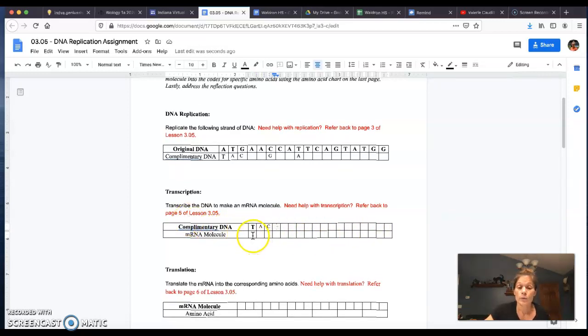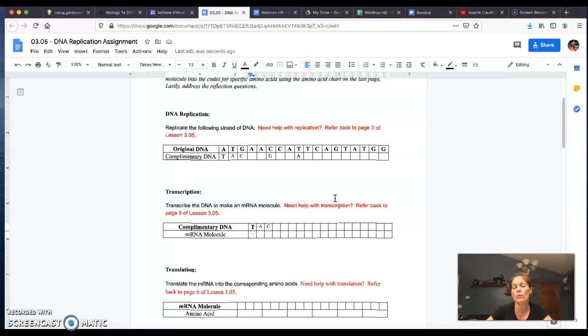Now when we go through transcription, we have to remember that we are copying DNA into a strand of mRNA. So we have to be aware of what matches up with what. DNA contains the bases A, T, C, and G, while RNA only contains the bases A, U, G, and C.